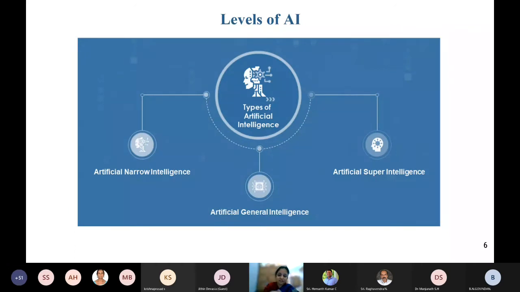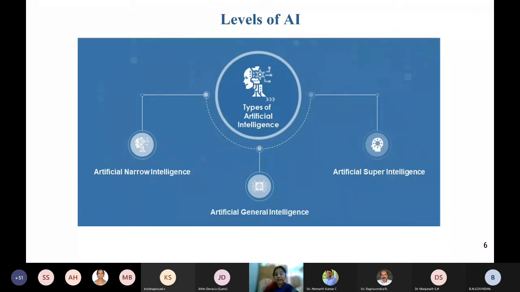Then what is super intelligence? Super intelligence is where you will be able to do all the intelligent things that a human being can do. We are able to see, listen, understand, and take in all the senses. Whatever sensor information I'm getting, I'm able to process.